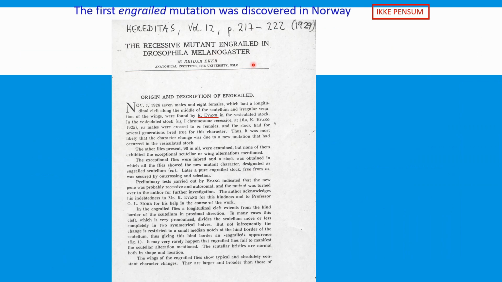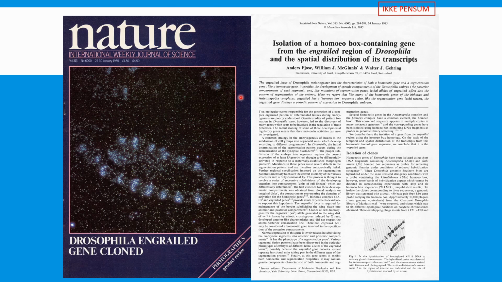This is just curiosity here. It's not going to be on the test, but the first engrailed mutant was actually found in Norway. We can have a look at this later. And then it was characterized much later, in the 80s, by another Norwegian guy, Anders Fjose, who used to give this course, but he's retired now.